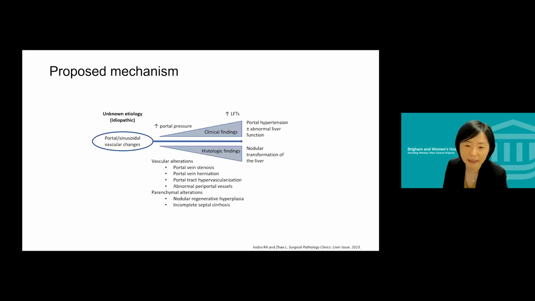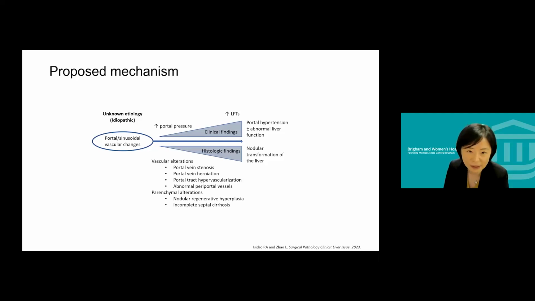So I think what's happening in these diseases is that there is a real and true group of patients with unknown etiology, idiopathic portal hypertension. This is a primary portal venopathy that involves a portal tract, a portal vein, or sinusoidal vessels. And this is a gradual process. Gradually, the portal pressure would increase with time. The liver function test may become abnormal, and the end stage will be nodular transformation of the liver.